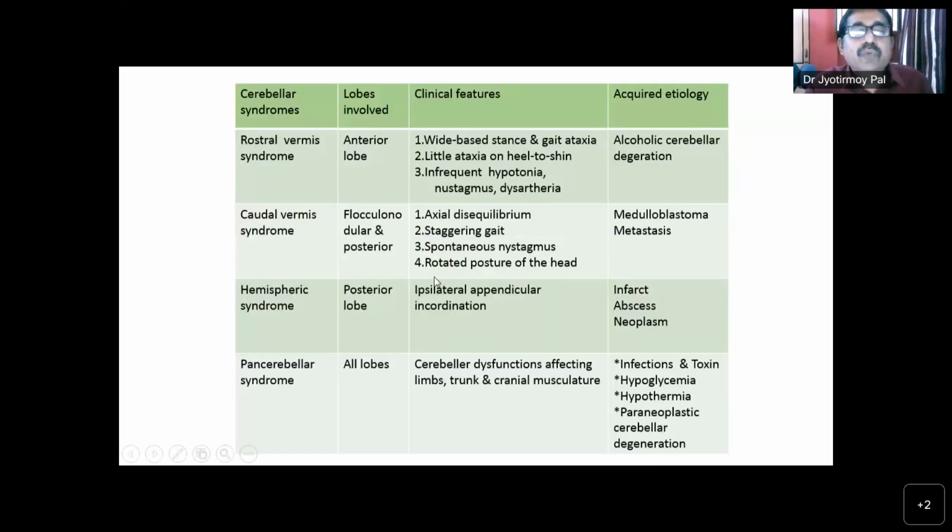So again, if we summarize the vermis, this can be rostral or caudal. Rostral vermis means the anterior lobe. Remember the anatomy. There will be gait ataxia and impaired limb heel-to-shin test. Hypotonia, nystagmus, and dysarthria will be less common. In case of caudal vermis, that means more of the flocculonodular lobe is involved. So there will be nystagmus, steppage gait, and axial disequilibrium. In hemispheric lesion, there will be ipsilateral appendicular incoordination manifested by dysdiadochokinesia, dysmetria, and pancerebellar syndrome.